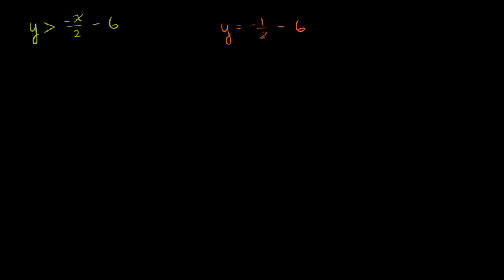So if we were to graph it, that is my vertical axis. That is my horizontal axis. And our y-intercept is negative 6. So 1, 2, 3, 4, 5, 6. So that's my y-intercept. And my slope is negative 1/2 x. Negative 1/2 x minus 6.